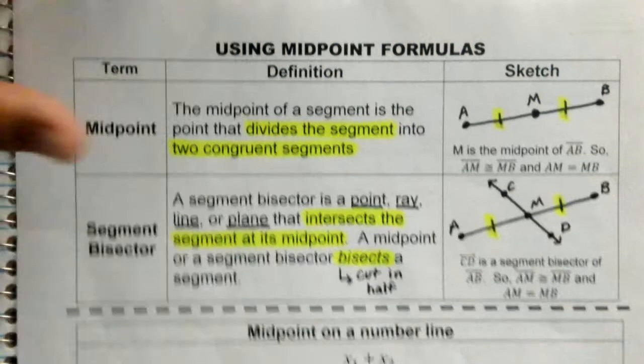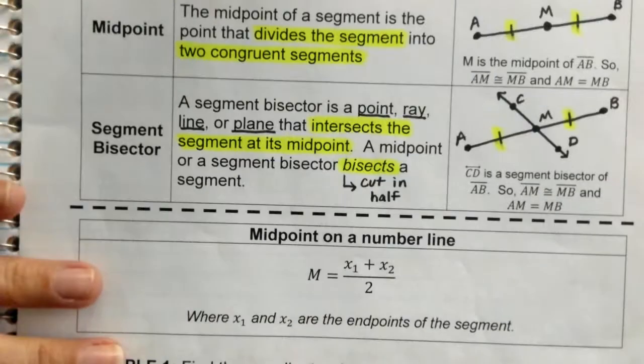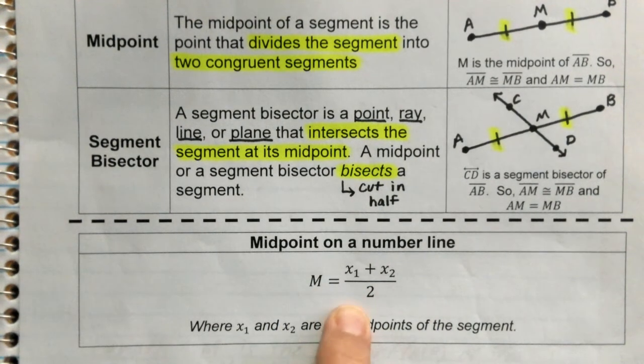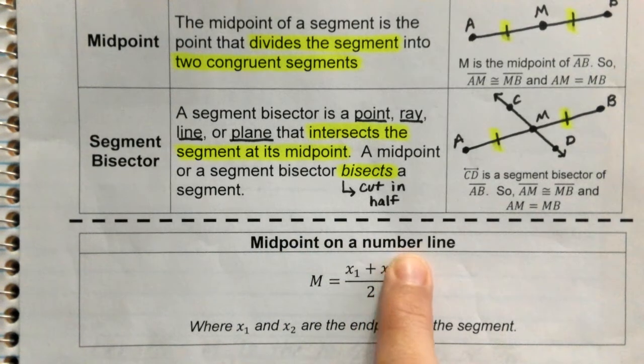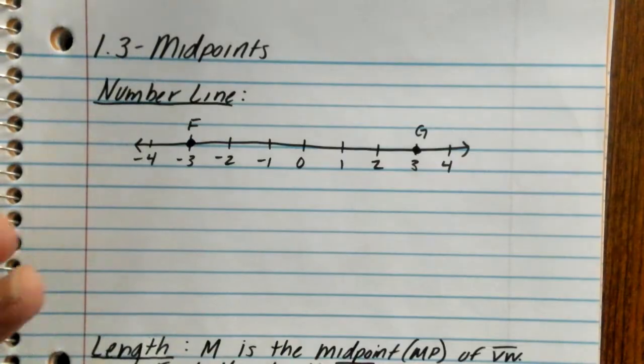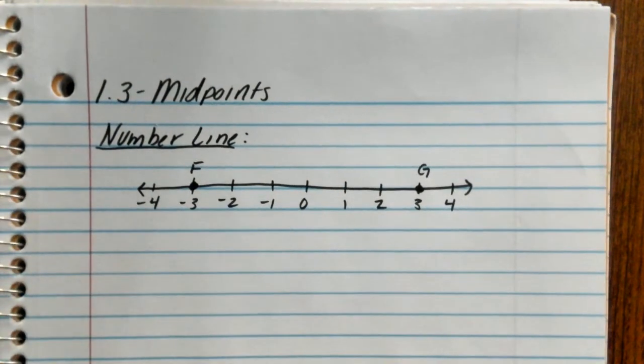The first thing we're going to talk about, again, is on the file, the Google Doc that you should have gotten. This is the formula. We're going to talk about how to find the midpoint on a number line. You can either use this formula, or I'm going to show you another way to do this. So our first example here is on a number line. Pause and write this down, please.